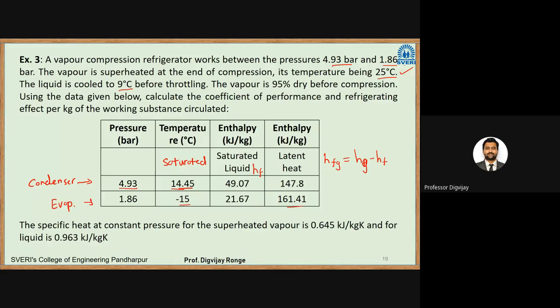Even if they had not told you whether it is superheated or not, you can determine it this way. Now next, they have given that the liquid is cooled to 9 degrees Celsius before throttling.